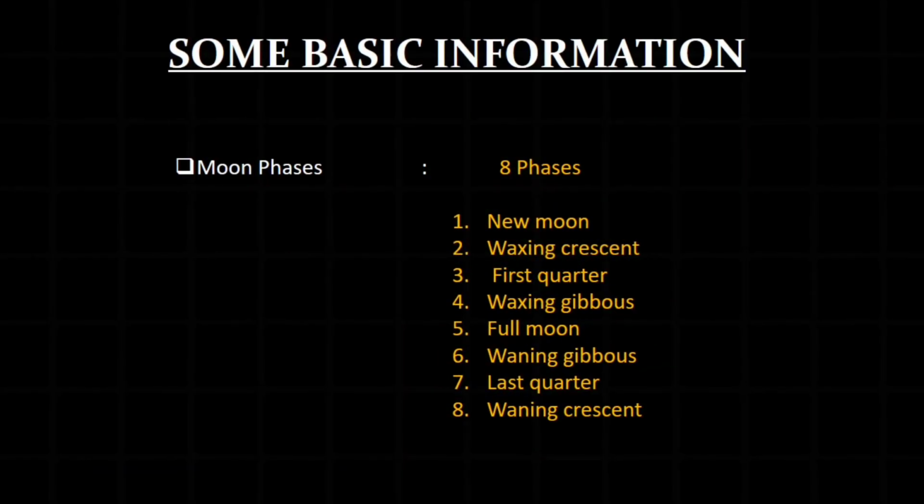Moon phases: 8 phases. New moon, waxing crescent, first quarter, waxing gibbous gives full moon. Waning gibbous gives last quarter, waning crescent.